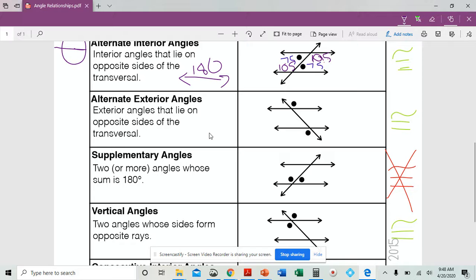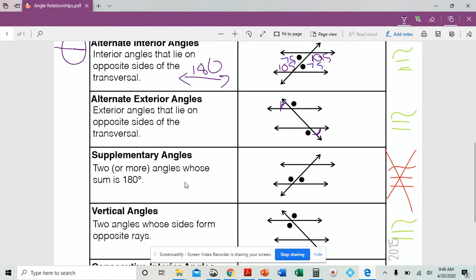So alternate exterior angles, they're also congruent to one another, but they're on the outside of our Oreo. They're on opposite sides of our transversal still, but they're on the outside of the Oreo. So they're on the cookie part. Those angles as well are congruent to one another, and that means that this angle over here that is created is going to be congruent to this angle right here that is created.